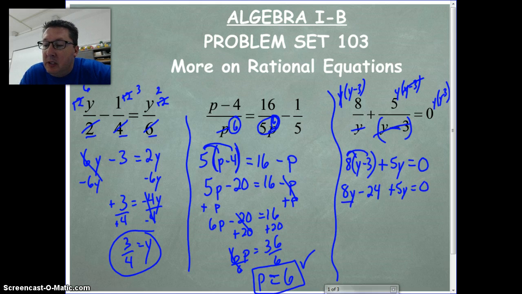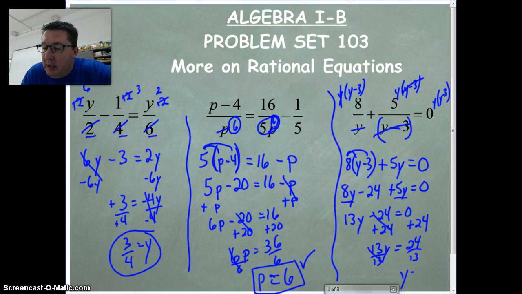Next, combine like terms. These y terms are on the same side of the equal sign, so I just add them together. That's 13y minus 24 equals 0. We're almost there. Add 24 to both sides. We get 13y equals 24. Last step, divide by 13. And I have y equals 24 over 13. Can you reduce 24 over 13? Anytime you have a fraction left, always check to see if it will reduce. 24 and 13 do not reduce, so that is our answer.